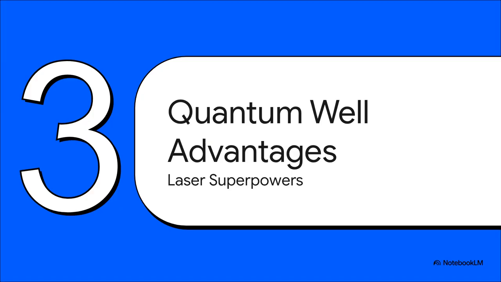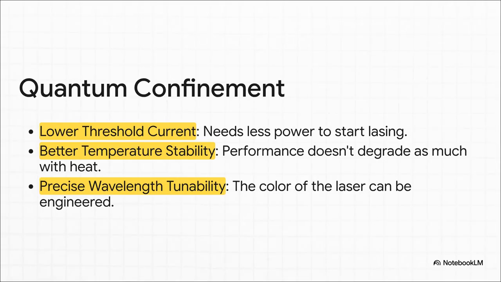So you might be asking, why go to all this trouble? What does trapping electrons on a quantum staircase actually do for us? Well, it turns out it gives the laser a set of incredible new superpowers. By forcing electrons into these specific energy states, we get 3 huge benefits. First, the lasers need way less electrical current to turn on and start doing their thing. Second, they become much, much more stable and resistant to changes in temperature. And third, and this one is an absolute game changer, we get the ability to precisely engineer the exact color or wavelength of the light they produce.